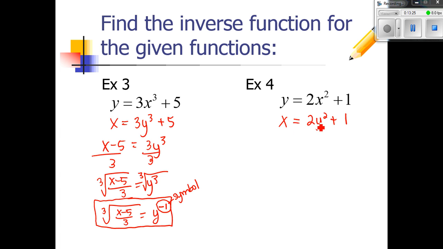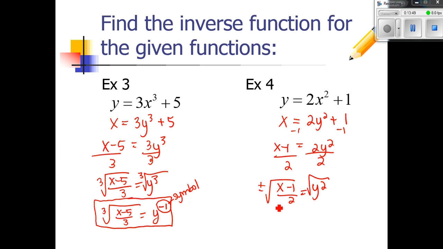All right, so we're going to interchange the x's and the y's, and then solve for y. Subtract 1 from both sides. Okay, and divide by 2. So we got (x minus 1) divided by 2 is equal to y squared. How do we get rid of a squared? The inverse of that would be square rooting. So we're going to square root. Oh, when we square root, we do plus or minus. So we have plus or minus the square root of (x minus 1) over 2 is equal to the inverse.